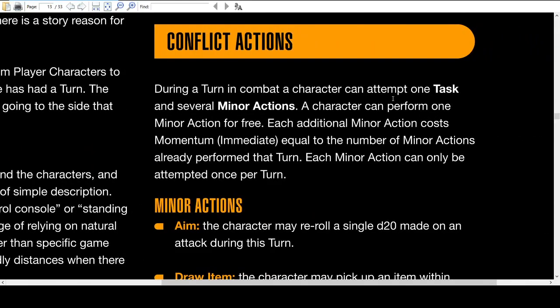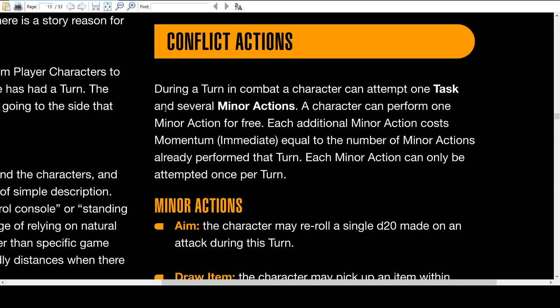All right. During a turn in combat, a character can attempt 1 task and several minor actions. A character can perform 1 minor action for free. Each additional minor action costs momentum (immediate) equal to the number of minor actions already performed that turn. Each minor action can only be attempted once per turn. Okay, so there are about 3 very important rules here about minor actions.